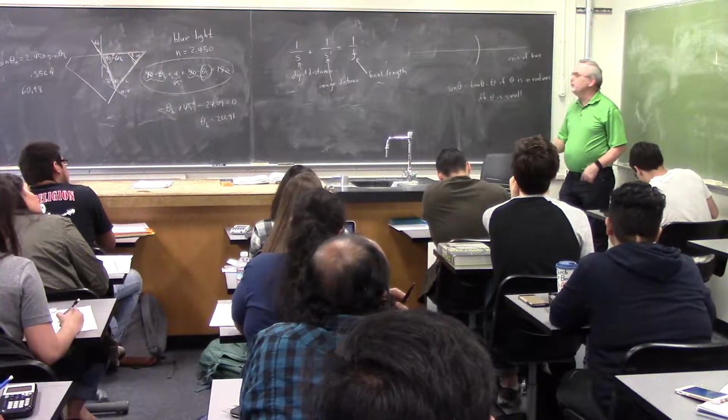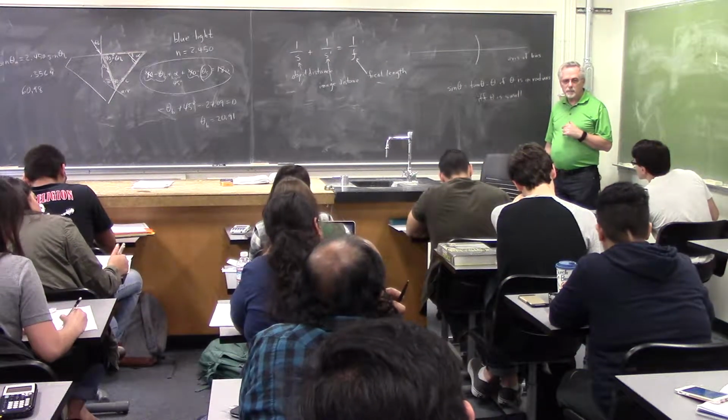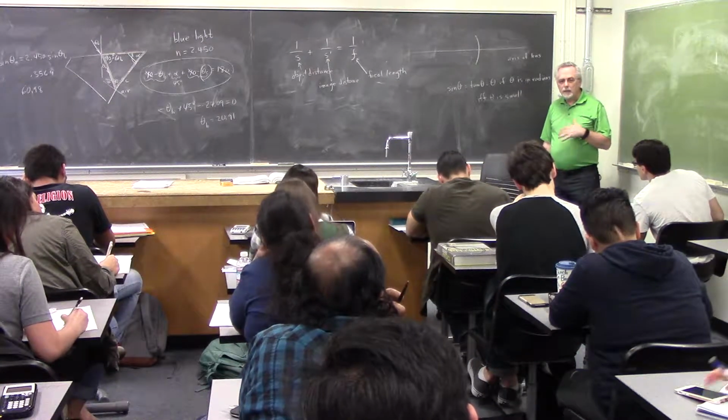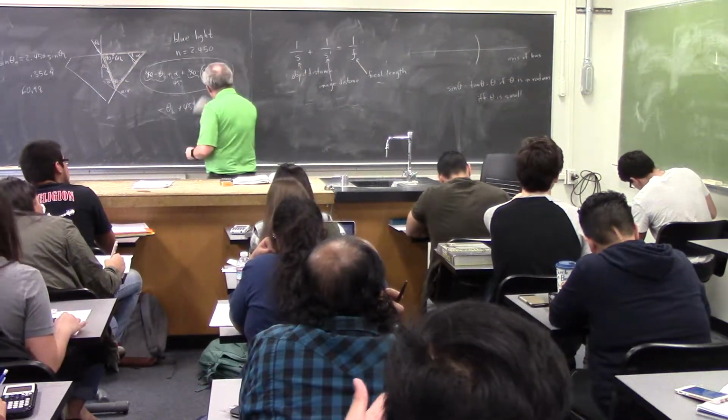If and only if. So this is true if and only if theta is small. Well, how small is small? As small as you need. So it gets better the smaller it gets. So what am I saying with all of this?